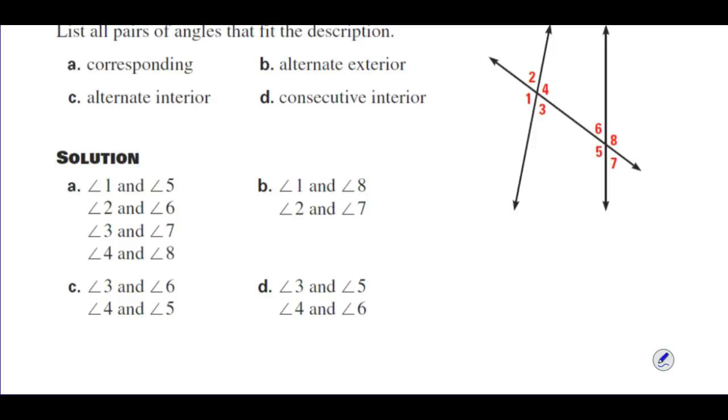Then we have our alternate interior. Again, interior, just like the inside of your house, an interior designer. We're going to be working with these angles that are inside the two lines. And alternate would be 3 and 6. And then the other pair is 4 and 5.